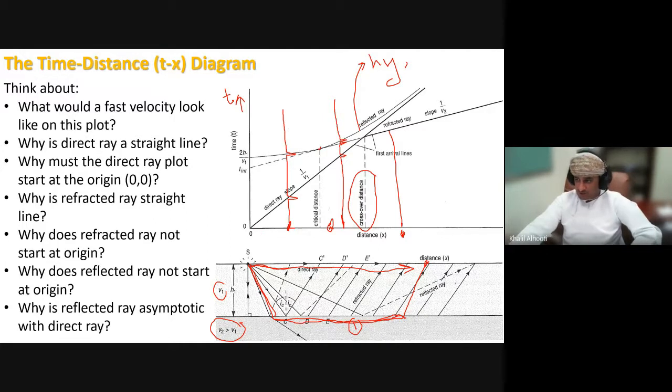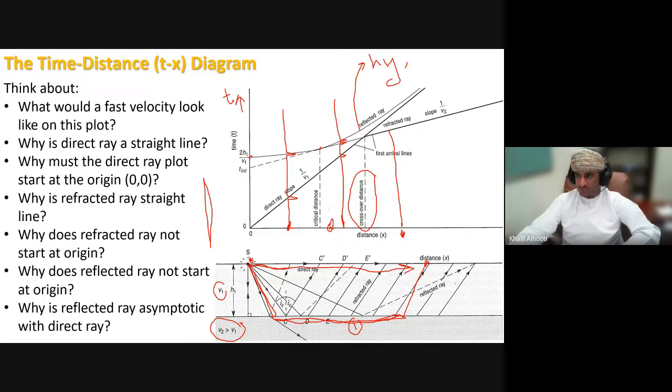Also reflected never starts at origin. Because if I want to record at this point, if I put a geophone exactly where the source is, how much time does it take for the reflected energy to arrive at this geophone? The time can be calculated as such. It's the energy which goes down and reflects back. So it depends on the thickness of this layer and also the velocity of this layer. The energy goes down, returns back. So it never starts at zero. The line never goes to zero. It takes some time to arrive. It is 2h over v, because it goes down and returns back, so it's 2h divided by v.